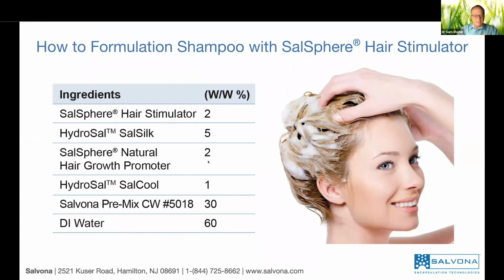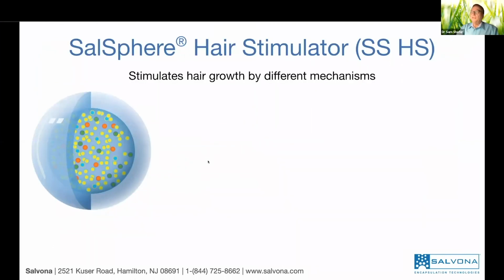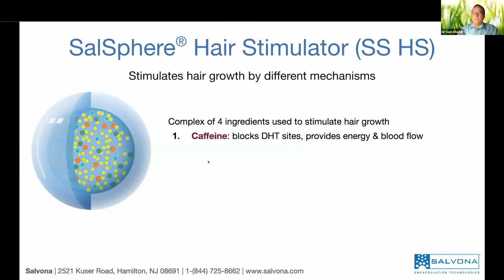This is one example of formula. I also want to tell you that in clinical studies, we use a much higher level of natural hair growth promoter. So let's summarize what we have right now. We're using a complex of 4 different ingredients.